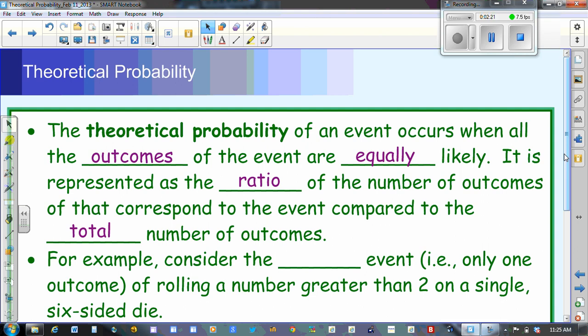So the first nugget of information tells us that the theoretical probability of an event occurs when all the outcomes are equally likely. Okay, so for instance, if we're rolling a die, we'd want to know that the numbers 1 through 6 have an equal opportunity of turning up on any single roll of the die. Okay, so reading further, it's the ratio of the number of outcomes that correspond to the event compared to the total number. So if the event is rolling a 1, then the total number of outcomes being 6, the ratio would be 1 over 6.